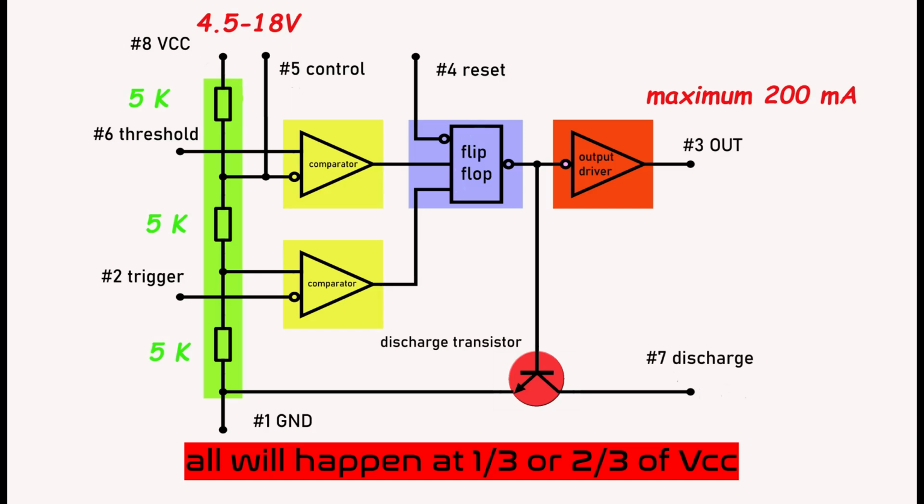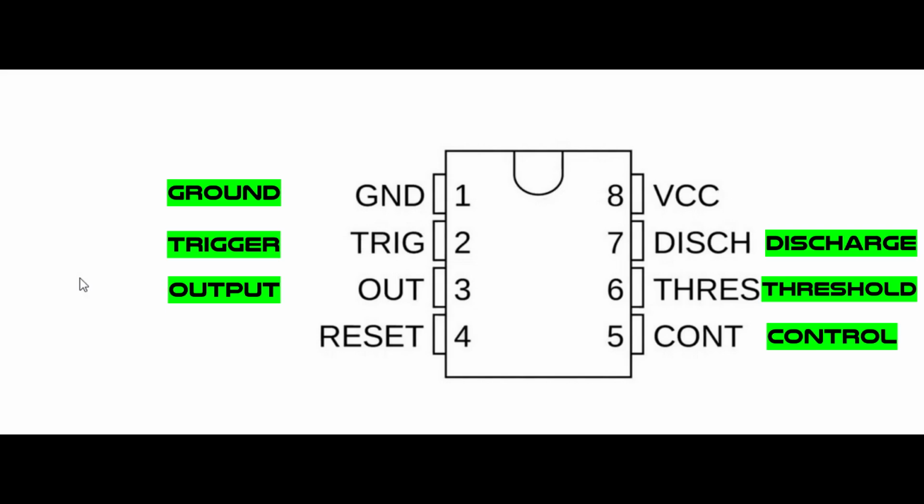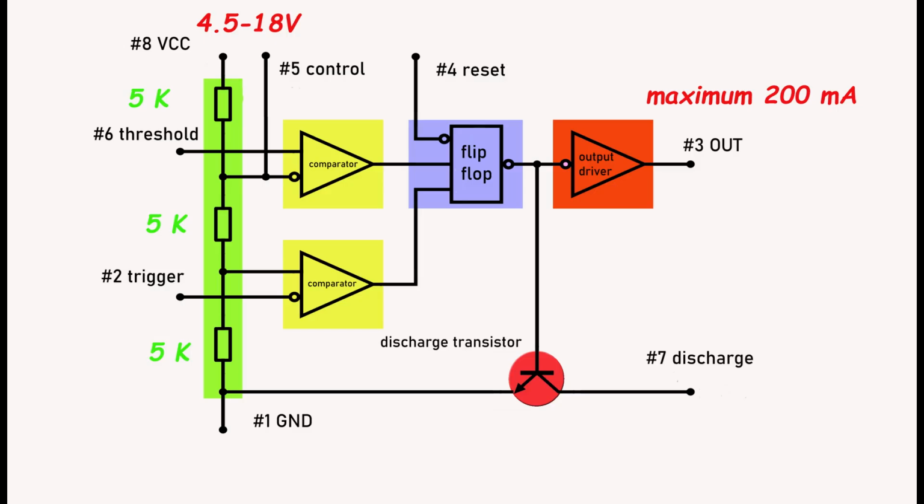The output driver allows us to use a maximum of 200 milliamps of driving current, for powering, let's say, a relay. The discharge transistor is shown separately because it's used to discharge an external capacitor. So these are the basics we have to know. We only have to remember that the power voltage is from 4.5 to 18 volts. Of course, we can find much more information about it on the internet.